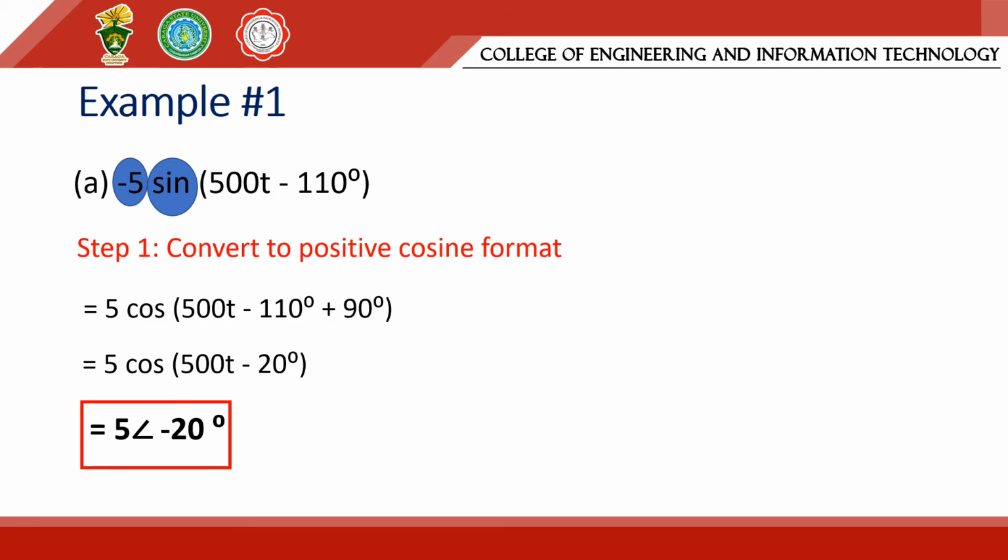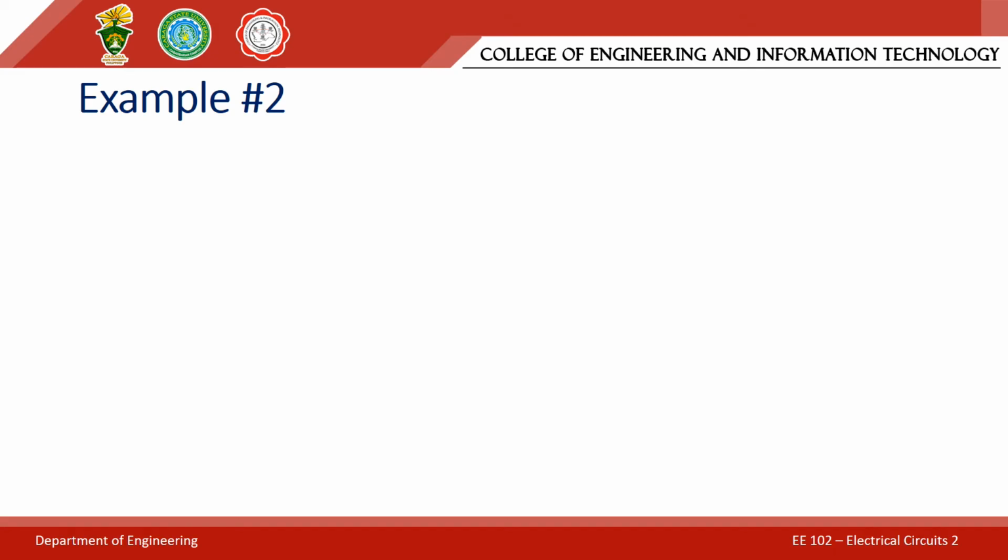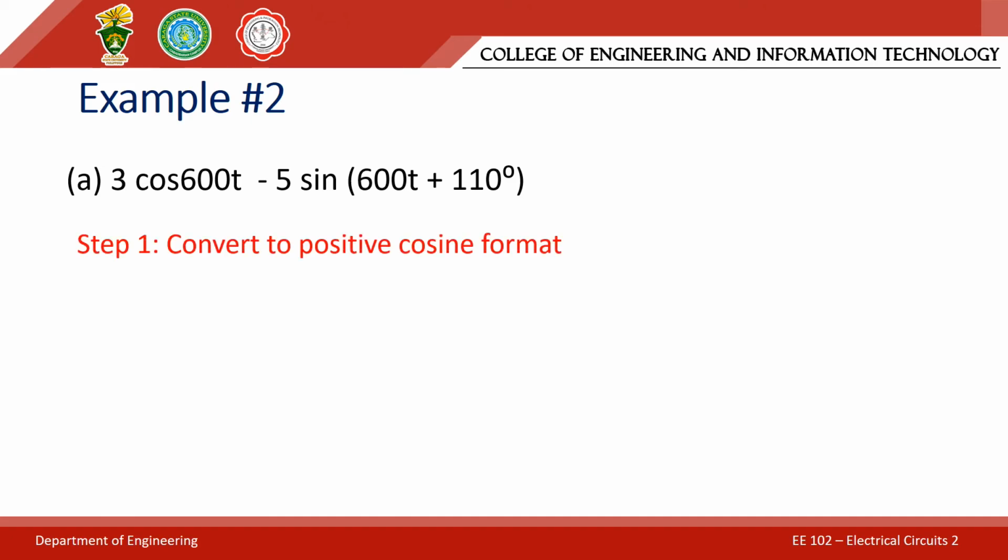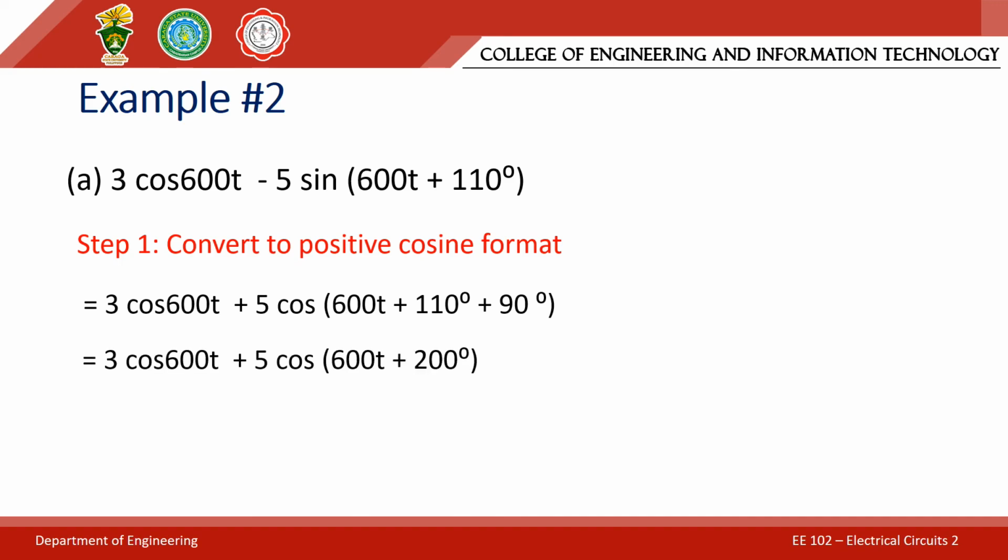Before ending this lesson, let's solve another example. 3 cosine 600t minus 5 sine(600t plus 110 degrees). Again, we need to convert the given to a cosine function with positive amplitude. 3 cosine 600t plus 5 cosine(600t plus 110 plus 90 degrees). We have here 3 angle 0 plus 5 angle 200 degrees.